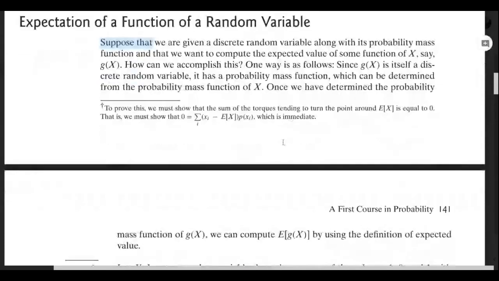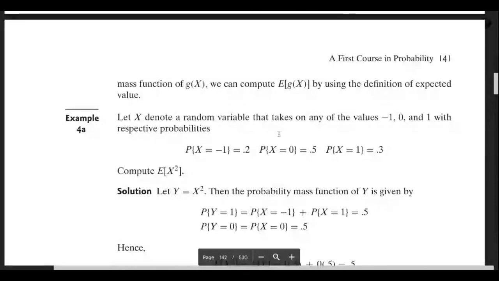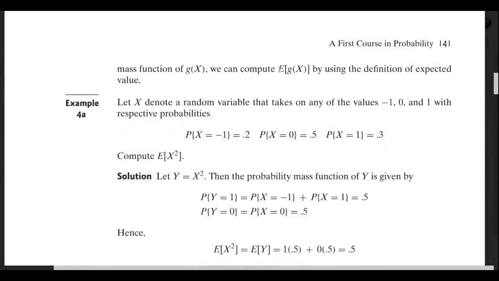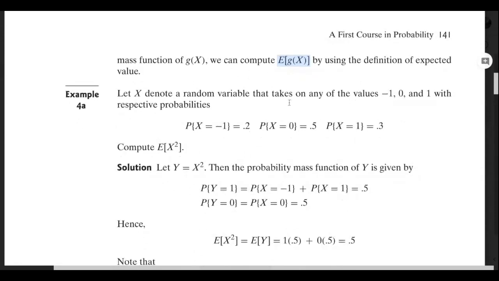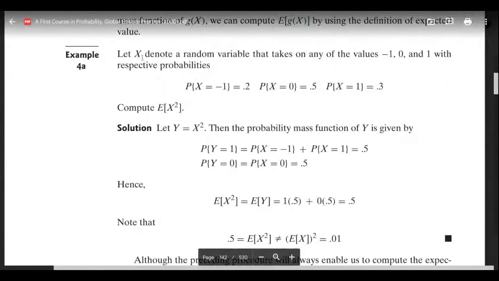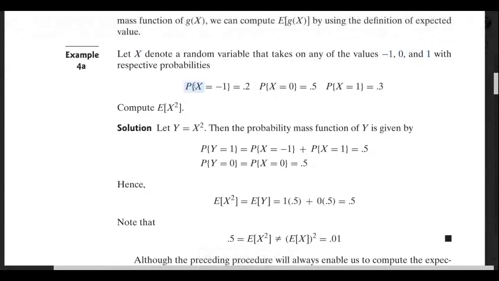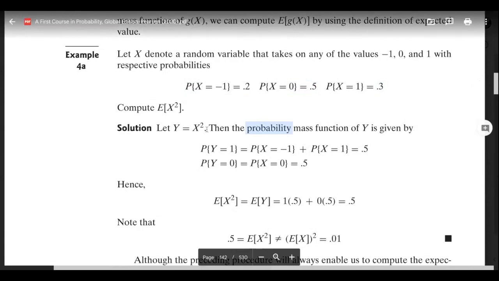Once we have determined the probability mass function of g of X, we can compute the expected value of g of X by using the definition of expected value. Let's see an example. The random variable X takes on any of the values -1, 0, and 1, with probability 20% for -1, 50% for 0, and 30% for 1.